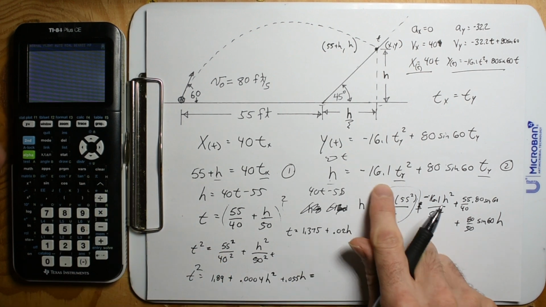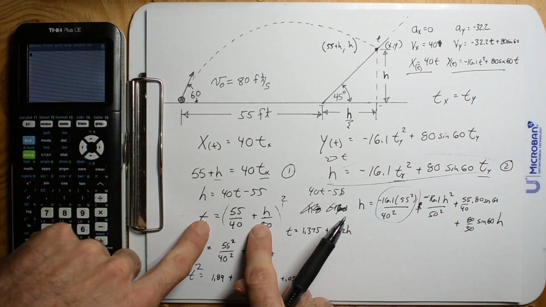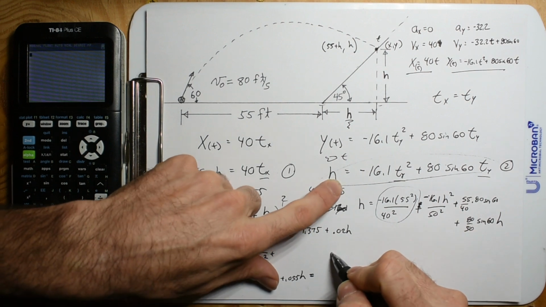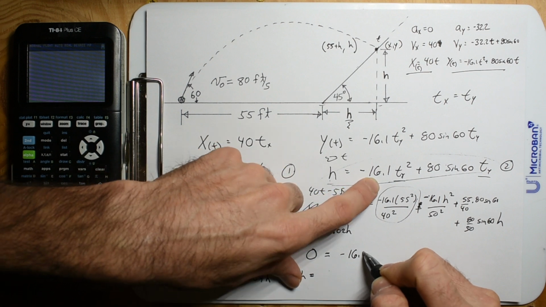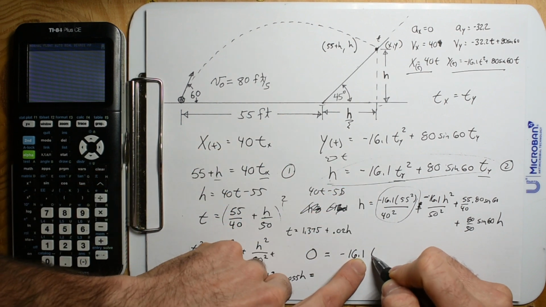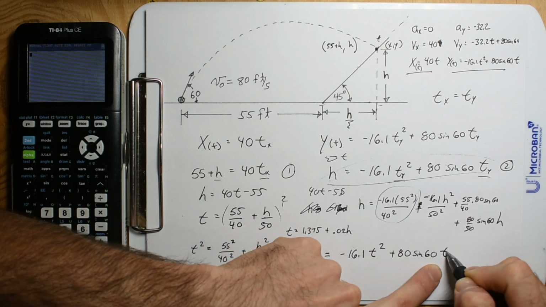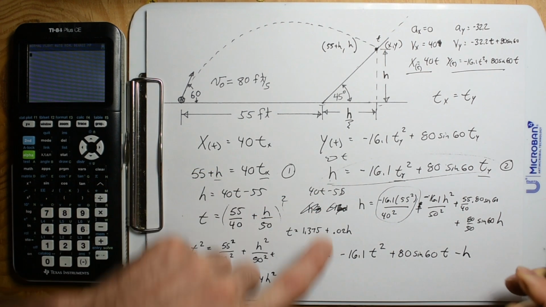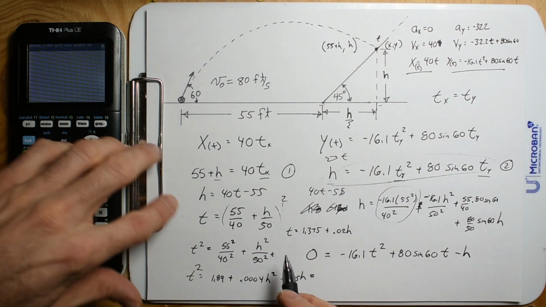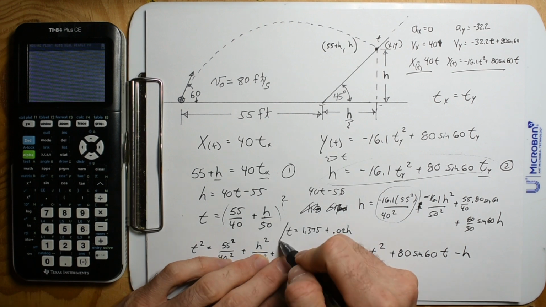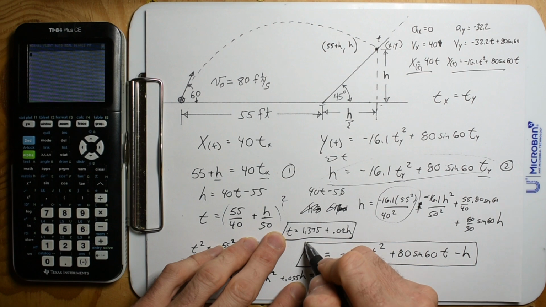So one way that we could do this: this is our equation, and here's our t. We're going to shove it into here. So I don't freak out, let's just do this. Negative 16.1 t squared plus 80 sine 60 t minus h. And then everywhere we have t, we're going to input this equation, and then I'm just going to graph it into my calculator.